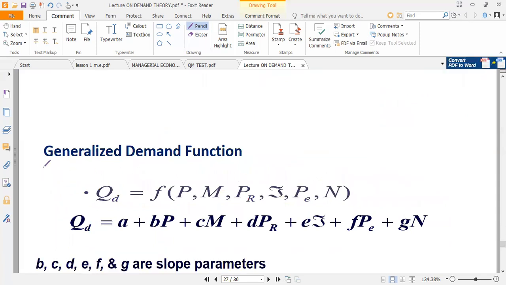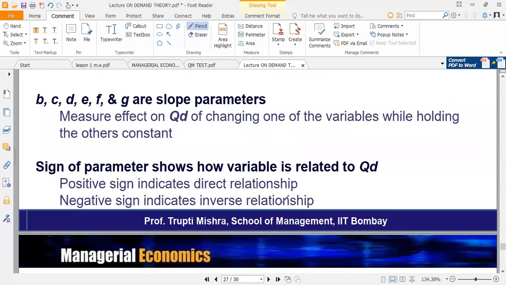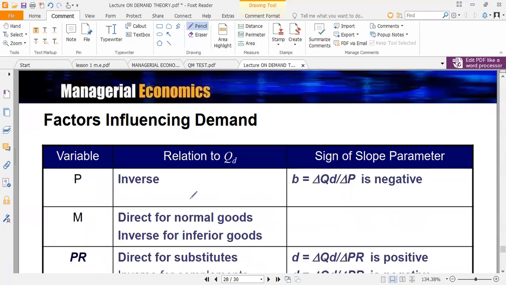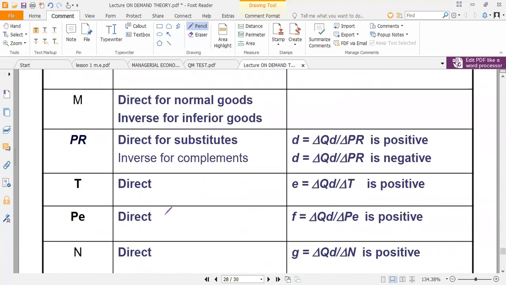All right, the generalized function of demand has all the factors of demand. QD is equal to a function of P, M, PR. So what is this? The factors that affect demand are the price of the good, the income, the price of related goods. So all of them are represented here. P stands for the price, M stands for the income, PR stands for the related goods.